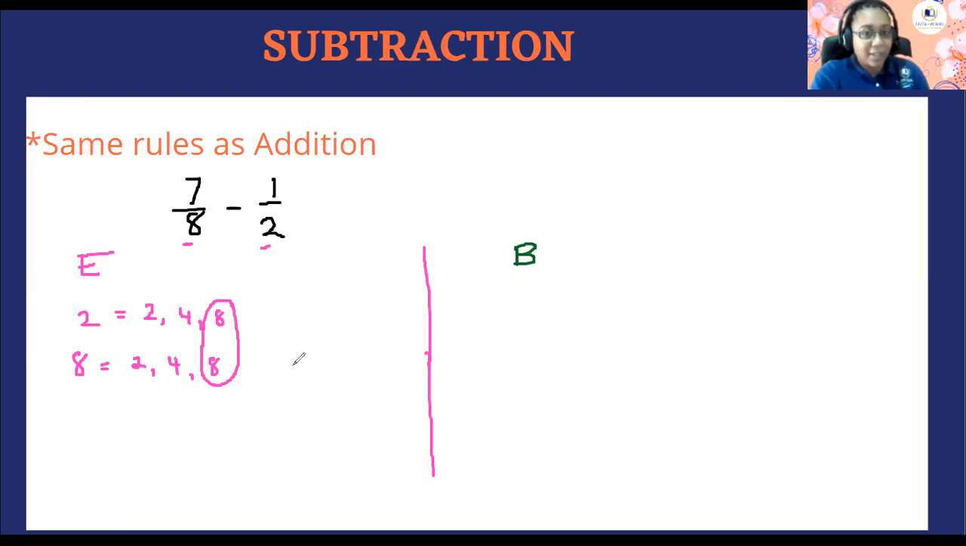Right, they both have 8 in common. So 8 is going to be the common factor between the two. So we're going to keep 8 as our denominator. So 8 is going to remain as our denominator. So that means we only have to change 1/2 into an equivalent fraction where the denominator is going to be 8.